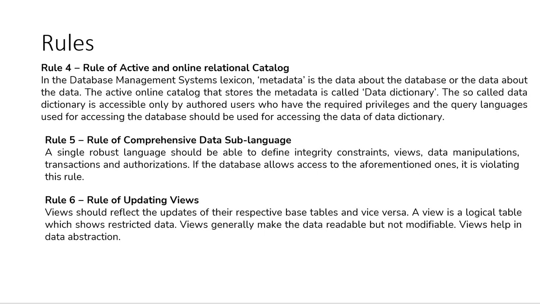Rule number 5, rule of comprehensive data sublanguage. Here, a single robust language should be able to define integrity constraints, views, data manipulation, transactions, and authorization. It means the language we are using, let's say SQL, should be uniform throughout all kinds of operations. So there should be no violation of the comprehensive data sublanguage.